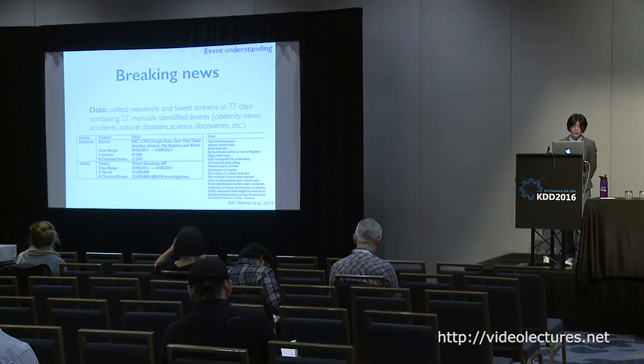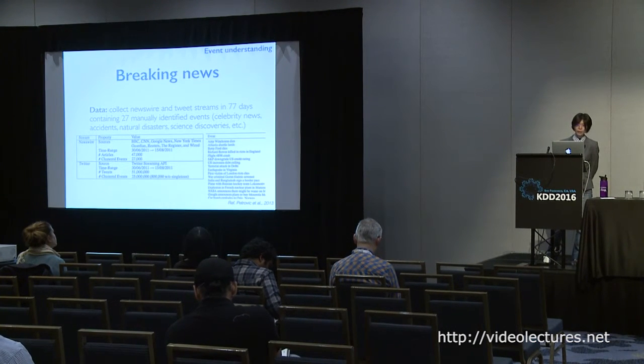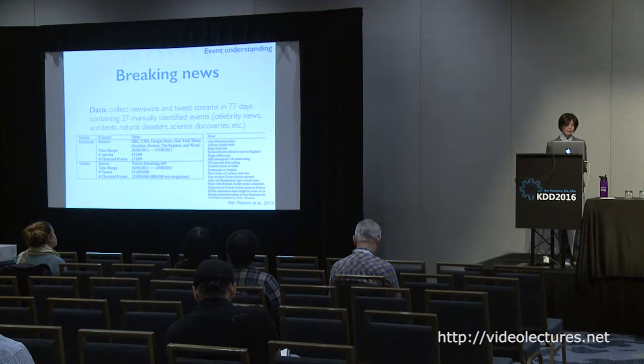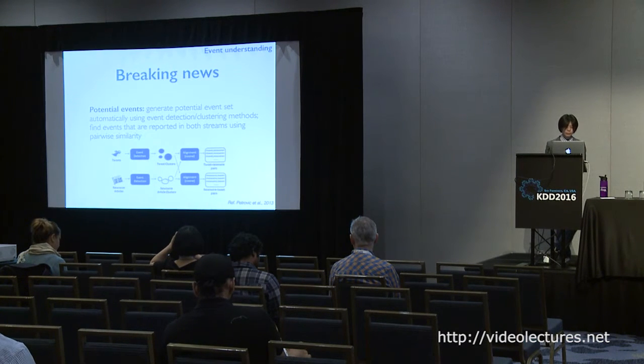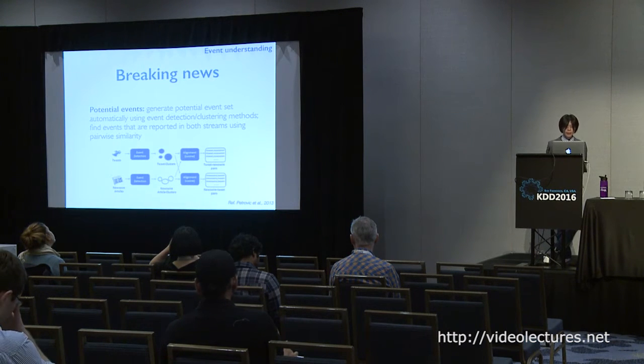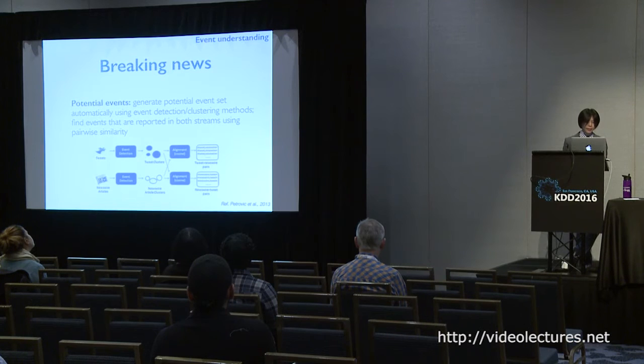They collect the newswire data and tweet stream over 77 days. In this period, they contain 27 major manually identified events and also automatically identified events. These events include celebrity news, accidents, natural disasters, and science discoveries. They also use automatic discovery to find potential events, to generate a potential event set, and then use Twitter and the collection of news articles. They create pairs of news events by computing the pairwise similarity between the clusterings of these two streams.